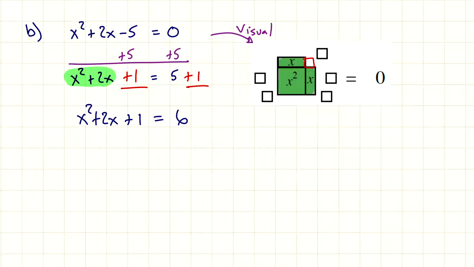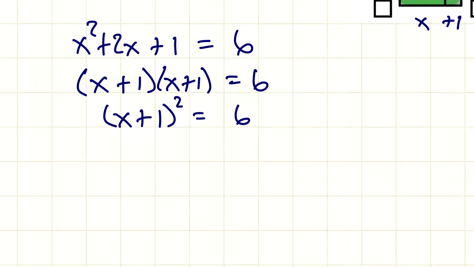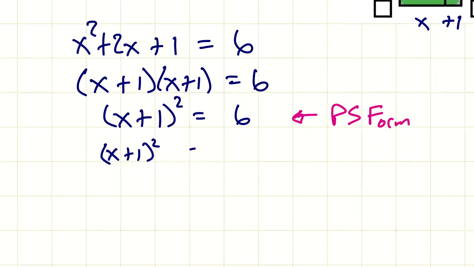This is going to factor to x plus 1 times x plus 1 equals 6. If you didn't know that, I'm just looking at this picture, I see x plus 1 and x plus 1. So I'm going to simplify this to x plus 1 squared equals 6. Now we're in perfect square form again, and now we can solve this.